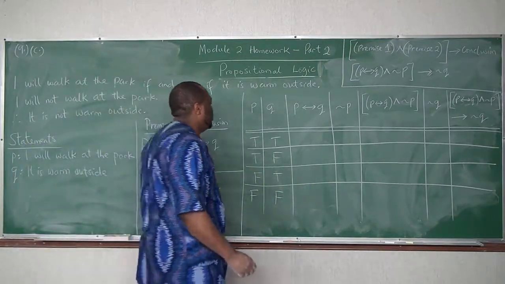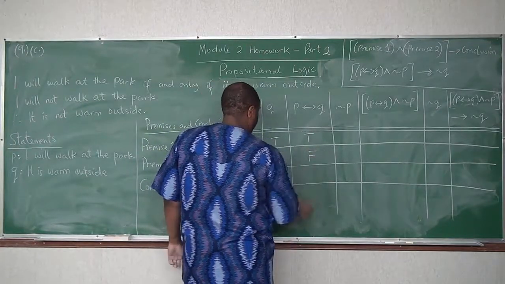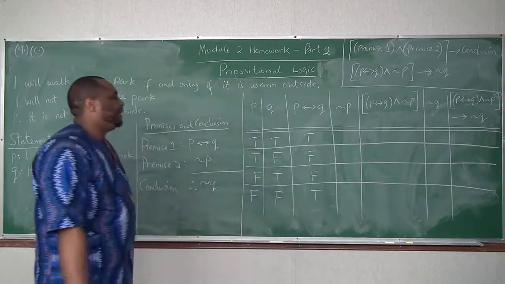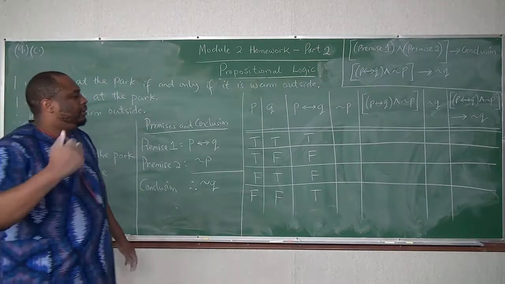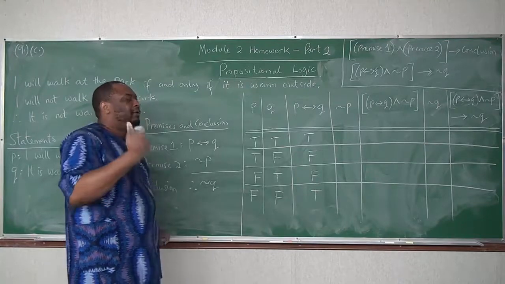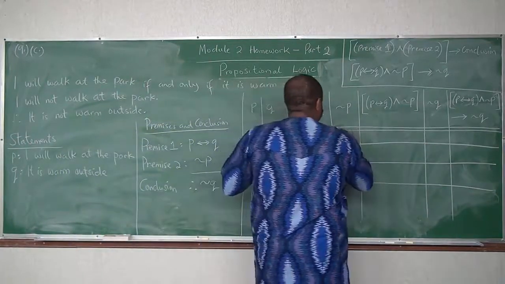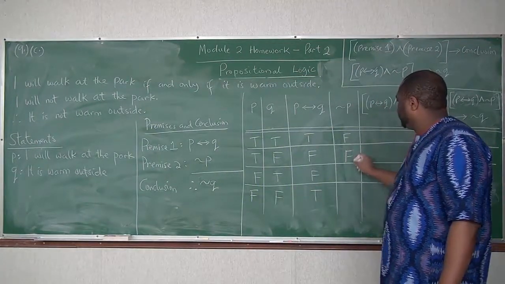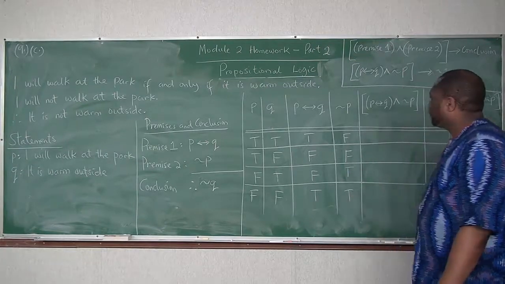Biconditional: true, true is true; true, false is false; false, true is false; false, false is true. True if and only if true is true, true if and only if false is false, false if and only if true is false, false if and only if false is true. Not B: not true is false, not false is true.